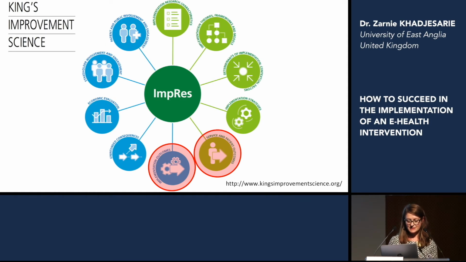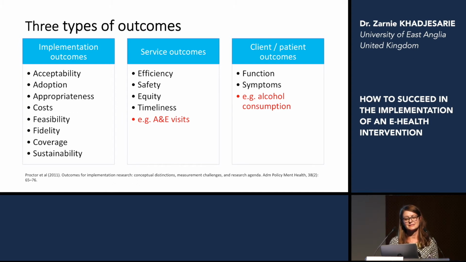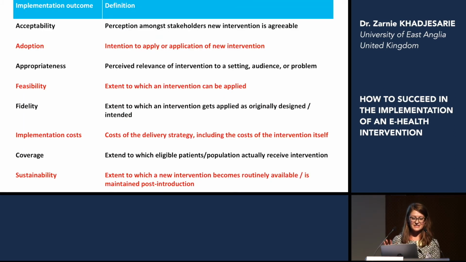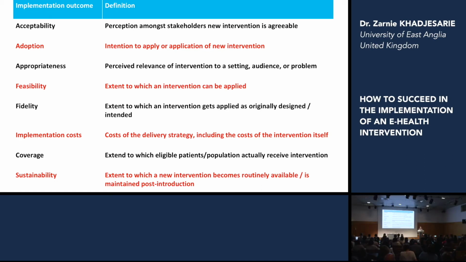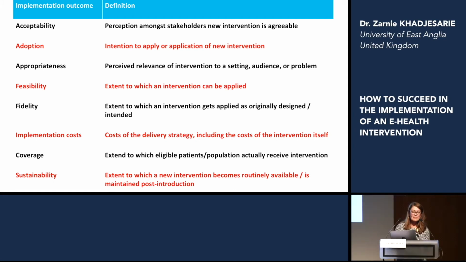So in terms of measuring implementation outcomes, these are seen as being distinct from service outcomes, which are things like efficiency and safety, whereas patient outcomes are obviously function and symptoms. And there's a researcher who has come up with what she calls a working taxonomy of implementation outcomes. I'm not going to run through all the definitions, but the outcomes are acceptability, adoption, appropriateness, feasibility, fidelity, implementation costs, coverage, and sustainability. Now, obviously, these aren't all the implementation outcomes out there, but one of the nice things is that they do apply across all healthcare professionals and across all the different levels. So, for example, outer setting through to individual behaviour.